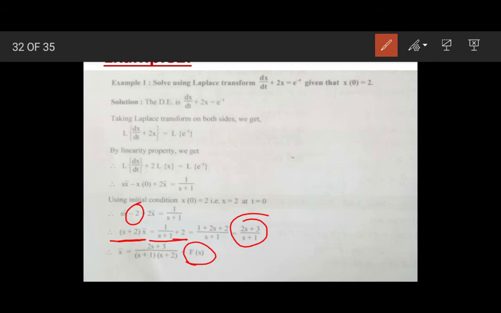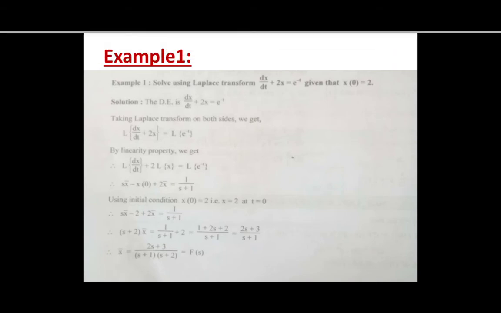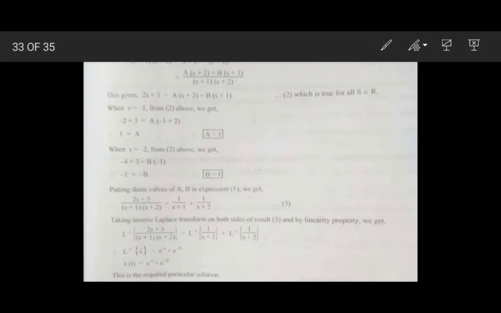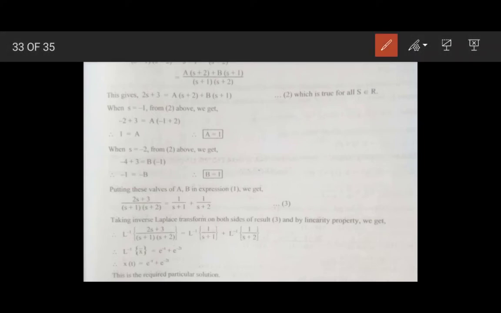Now the third step is I have to find the partial fraction of this. Okay, so I am going to separate this. So x bar is equal to (2s plus 3) upon (s plus 1) into (s plus 2). Since the factors are linear and non-repeated, the partial fraction will be A upon (s plus 1) plus B upon (s plus 2). Now by cross multiplying we get A into (s plus 2) plus B into (s plus 1) upon (s plus 1) into (s plus 2).